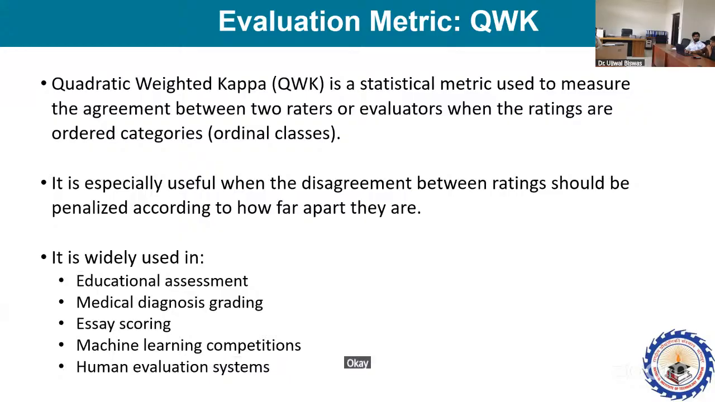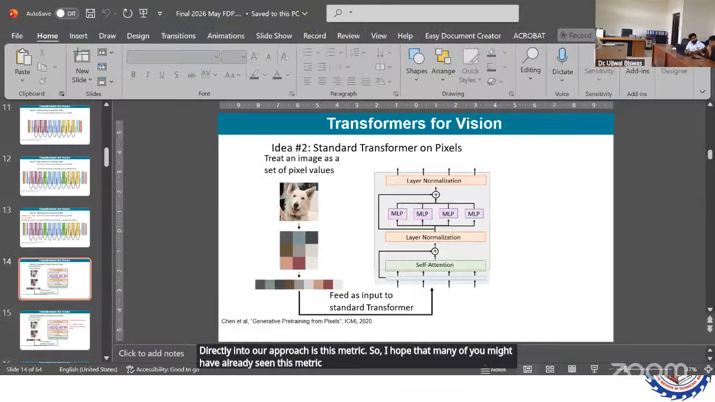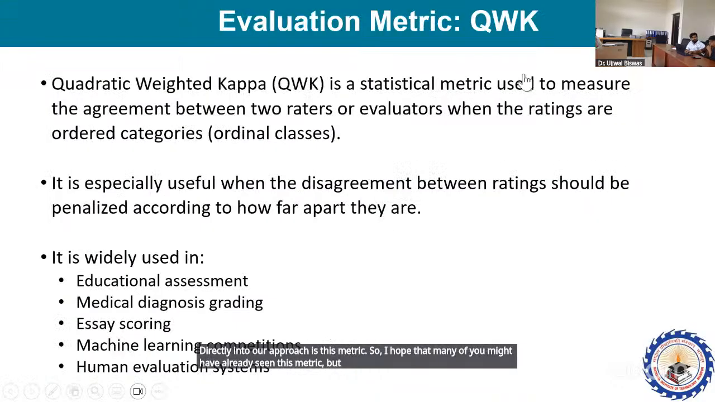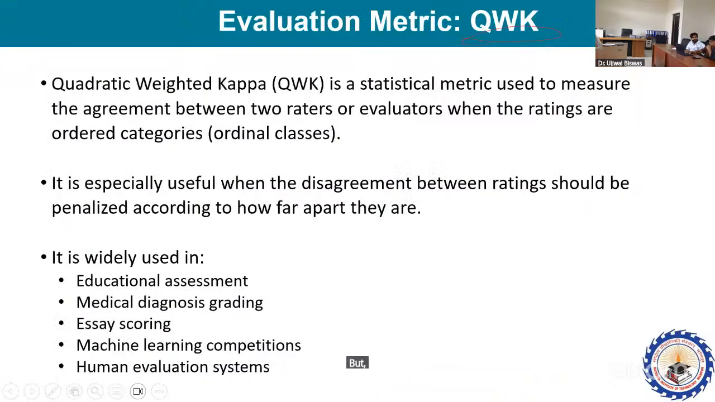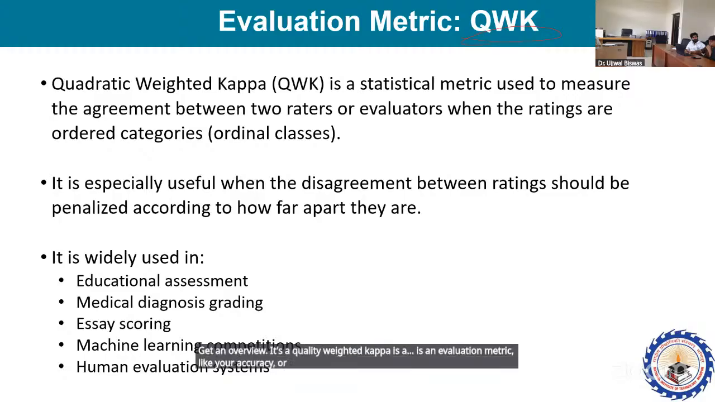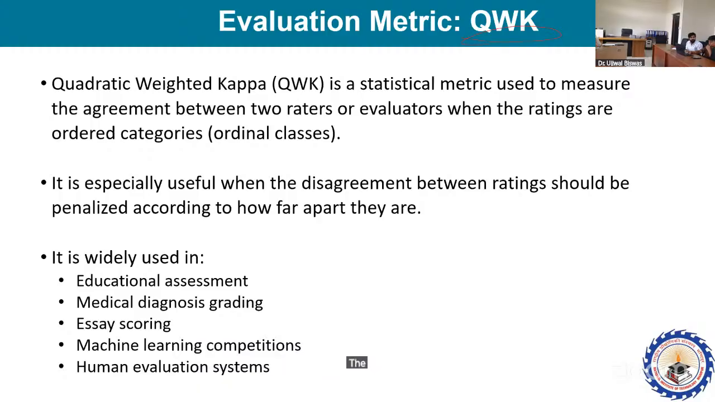Okay, so one more thing that we need to learn before we go directly into our approach is this metric. So I hope that many of you might have already seen this metric, but we want to get the overview. Quadratic weighted kappa is an evaluation metric like your accuracy or F1 score or precision, recall, AUC, and all those things.